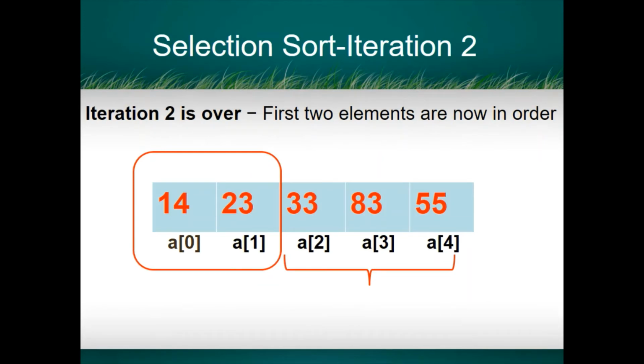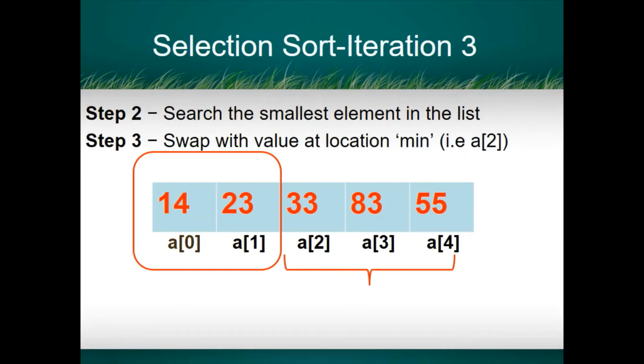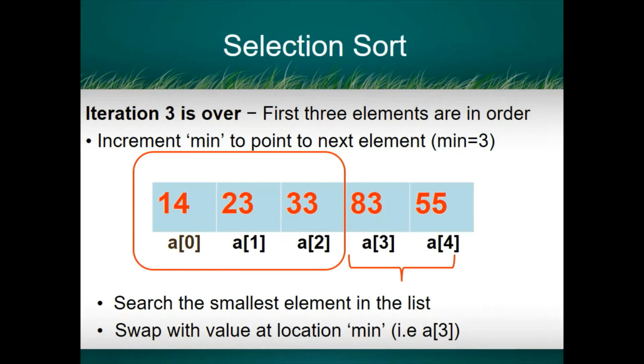After the second iteration, the first two elements 14 and 23 are in order. Now from the third iteration, we will consider the last 3 elements a of 2, a of 3 and a of 4. In these 3 elements, the smallest element is 33. So we need not swap any elements. We will keep that 33 as it is. Next, the third iteration is over. So after the third iteration, the first 3 elements came to ascending order.